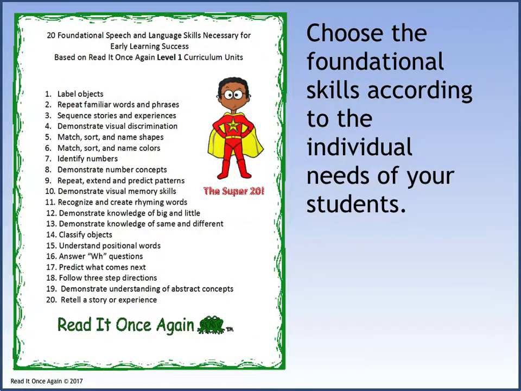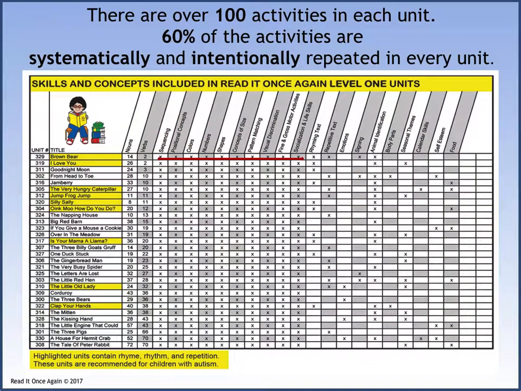Choose the foundational skills according to the individual needs of your students. Look at our matrix again after determining the number of nouns and verbs in the story. You'll see that the next entry is a list of foundational skills covered in each story. Notice about 60% of these skills are found in every story. The other 40% are based on the content and theme of the story.